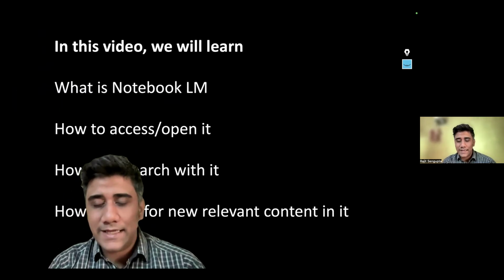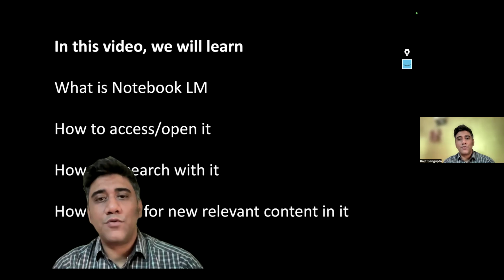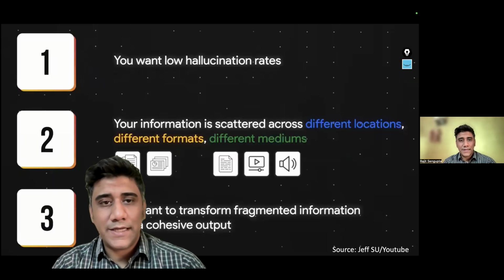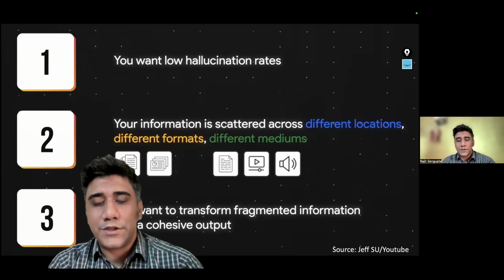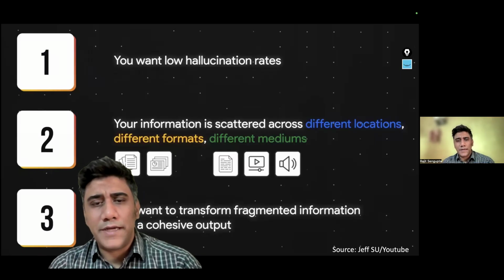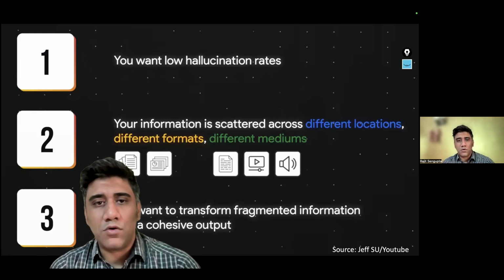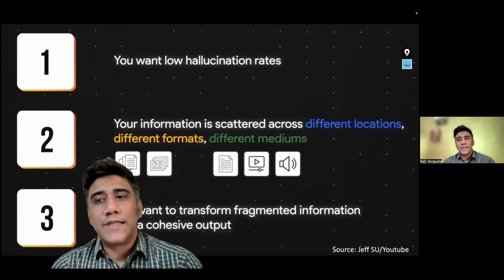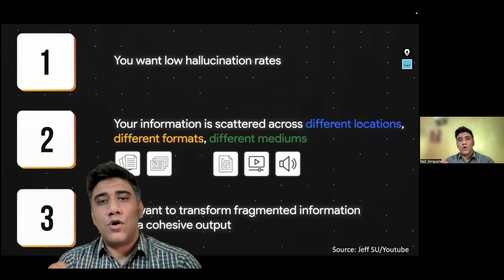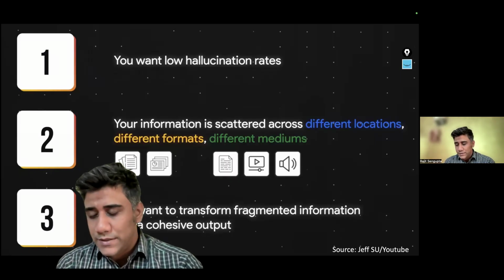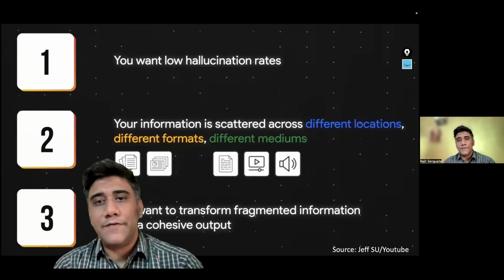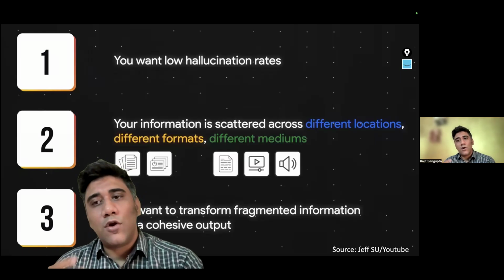So what exactly is Notebook LM, and why would you want to use it? There are three case scenarios. First, you want low hallucination rates. You must have seen this when you've used any other AI tool, be it Gemini, ChatGPT or Grok. They tend to hallucinate or make things up. And the other issue is that it'll always give you an answer, even if it is not correct. If you ask any question to an AI, it'll always give an answer.